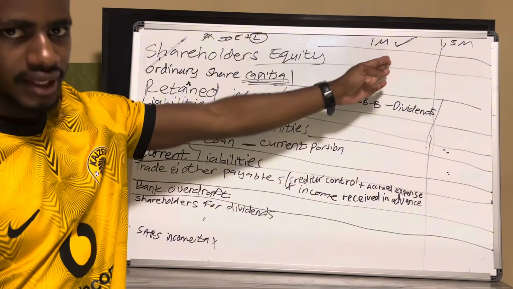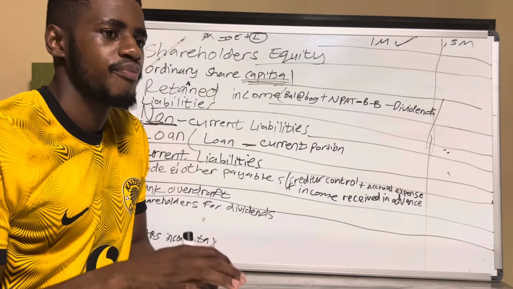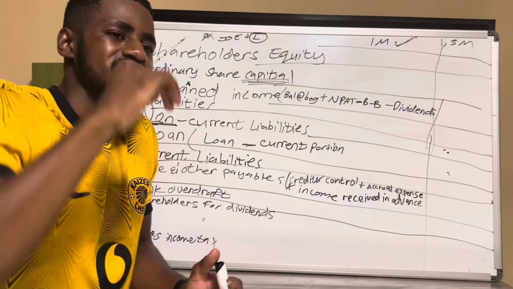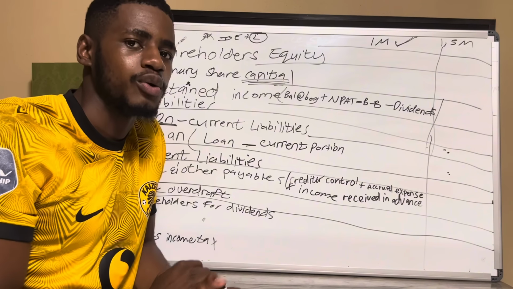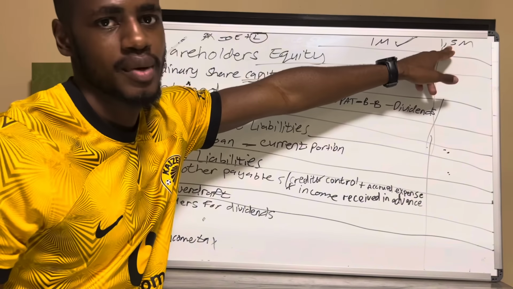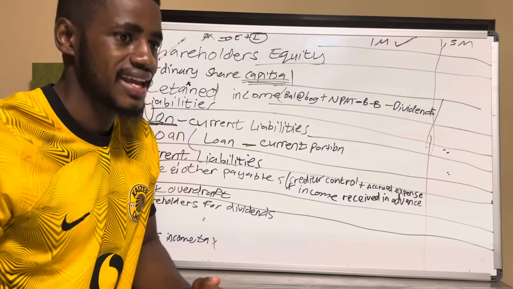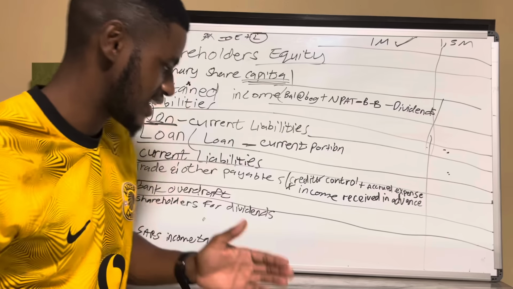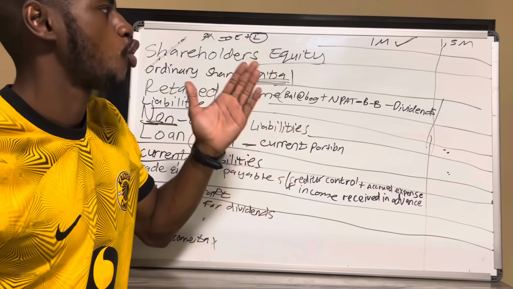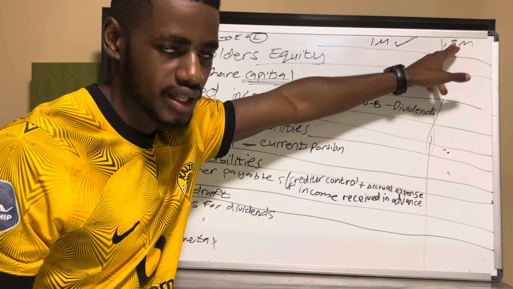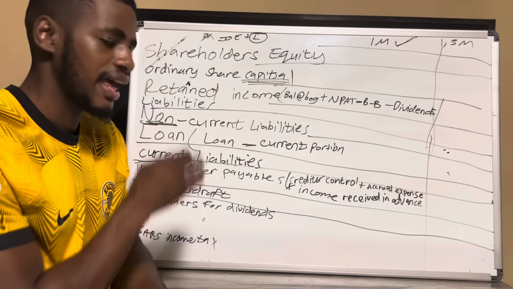Now, what does this mean? This means that we have paid 1 million, but we needed to pay 1.5. So there's still tax amount that is owed, right? So we still owe the taxman 500,000. Is that a current asset or a current liability? Yes, it is a current liability. So when we have paid for less than what we were supposed to pay, that is a current liability.